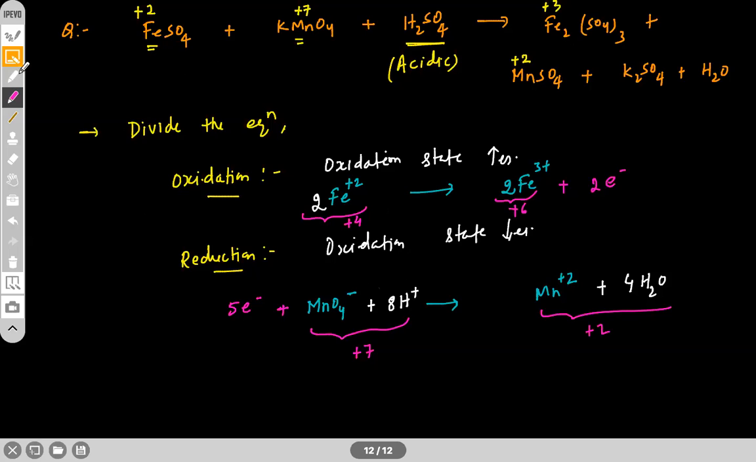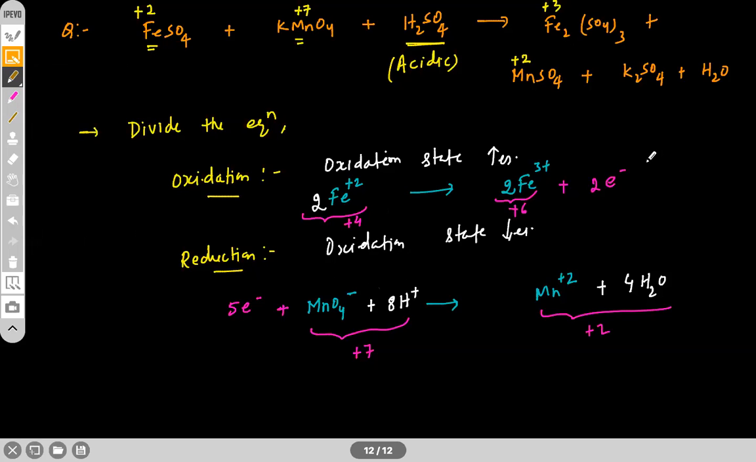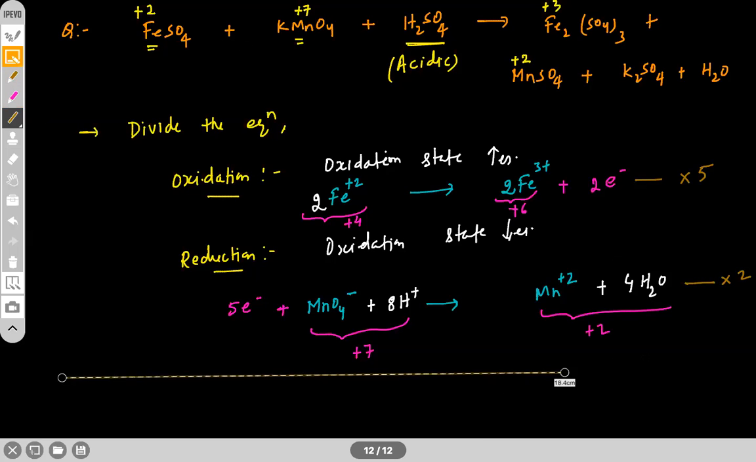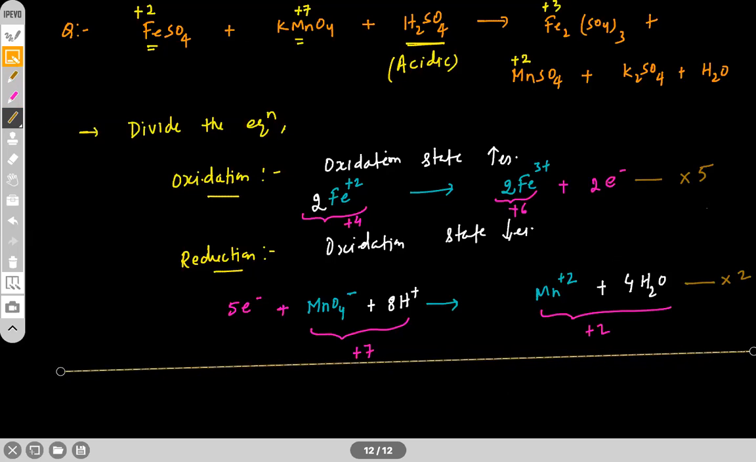Okay, and for that we use some integer. So what integer do we use here? You see, if I multiply this equation by 5 and this equation by 2 and add the 2, then this electron and this electron will get cancelled. Yes or no, guys? Is it right? If we add the 2 equations like this, by multiplying with 2 and 5, the electrons get cancelled, and that is what we have to do.